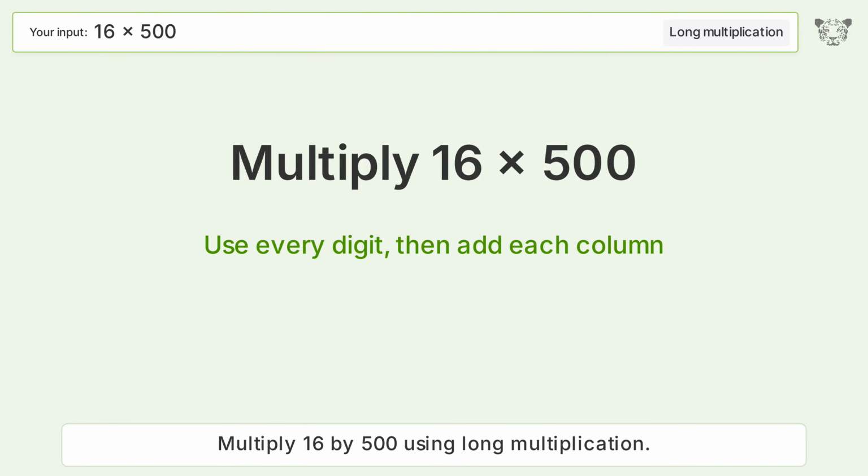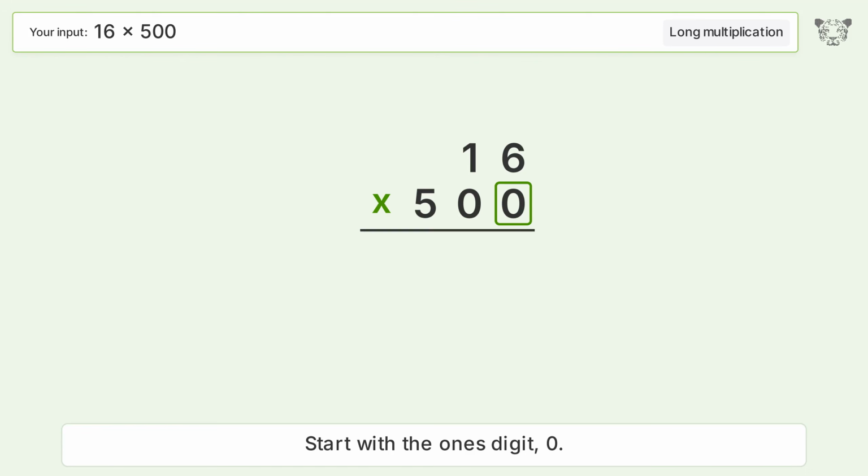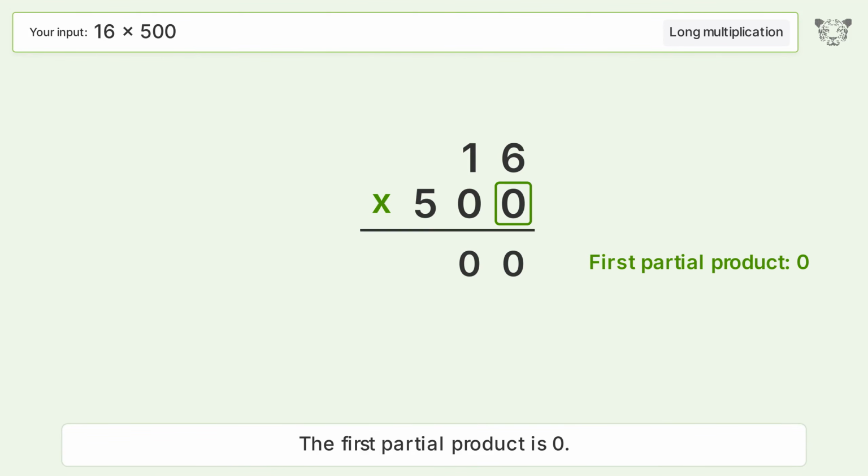Multiply 16 by 500 using long multiplication. Start with the ones digit, 0. Multiplying by 0 makes this whole row 0. The first partial product is 0.